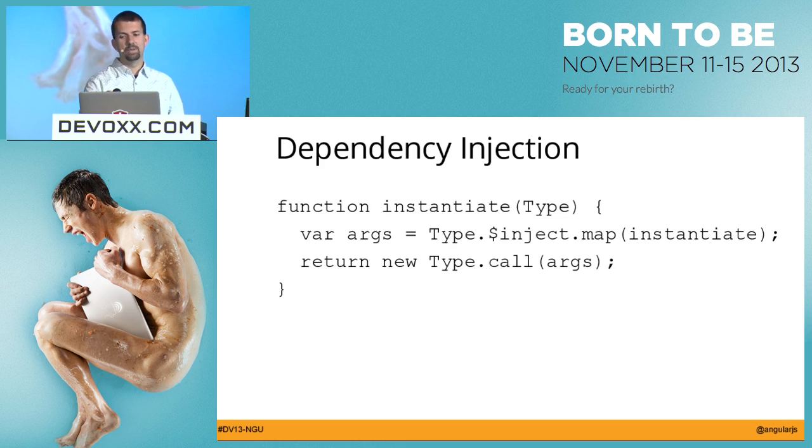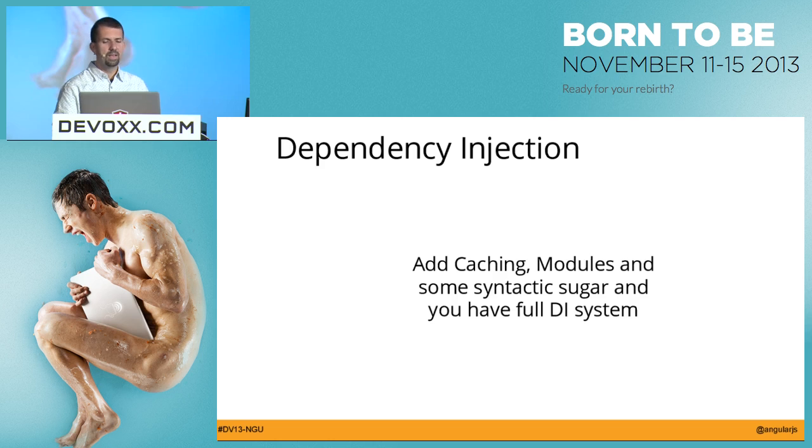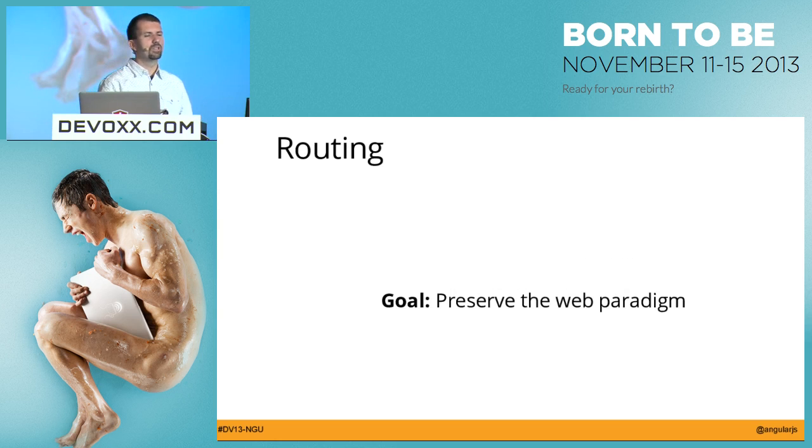And notice the method is actually instantiate. It's self-recursive. And then once we create a list of arguments for you, we can simply say new type and pass the arguments in, and voila, you have your objects instantiated. So this is really the core of dependency injection. It's an amazingly simple function. Now, obviously, there are a few more things. You have to add caching, modules, some syntactic sugar. But if you add all these pieces, you have yourself a full dependency injection.